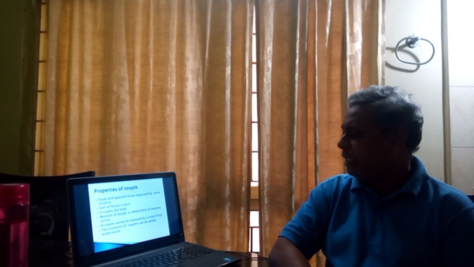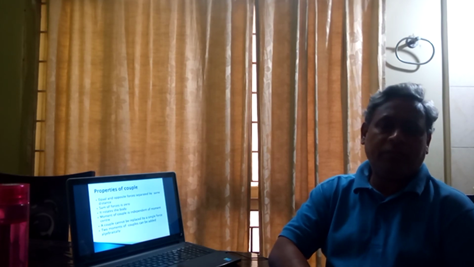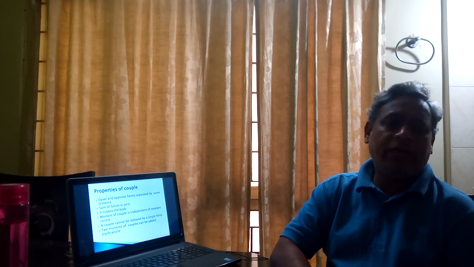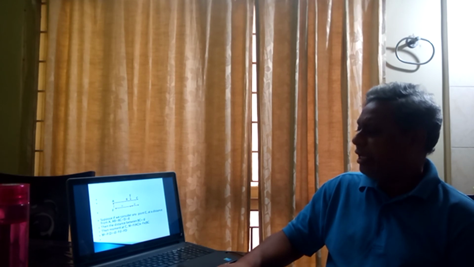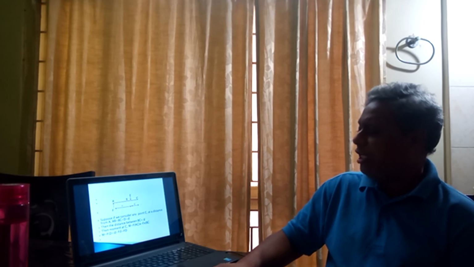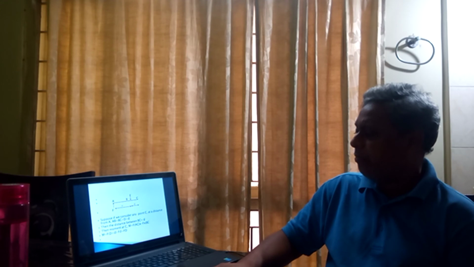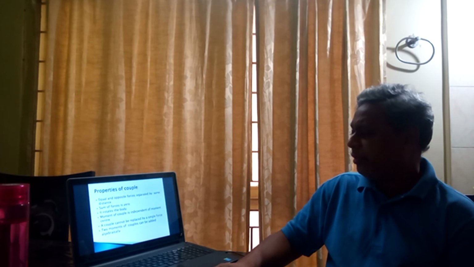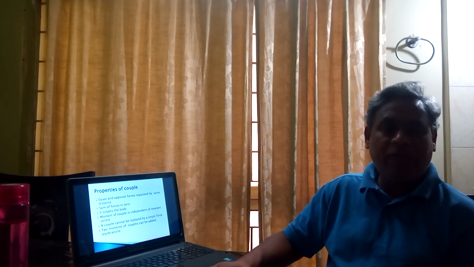Two moments of couples can be added algebraically. We have seen in this example that the moment produced at A is clockwise, and at B the moment produced is anti-clockwise. When we consider moment center C, the force at A is producing a clockwise moment, and force F at B is producing an anti-clockwise moment. Therefore, we can add two moments algebraically. Only we have to add algebraically.